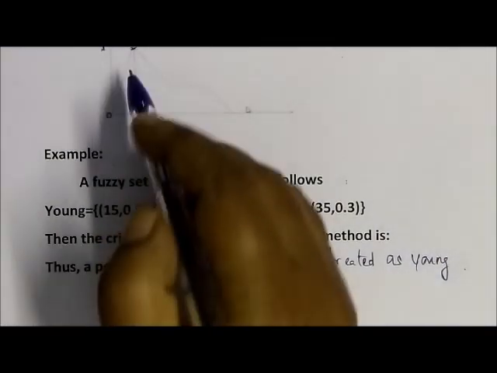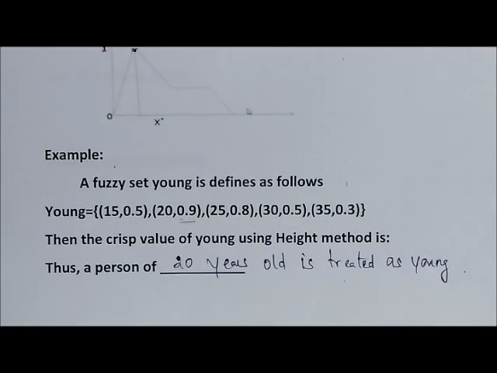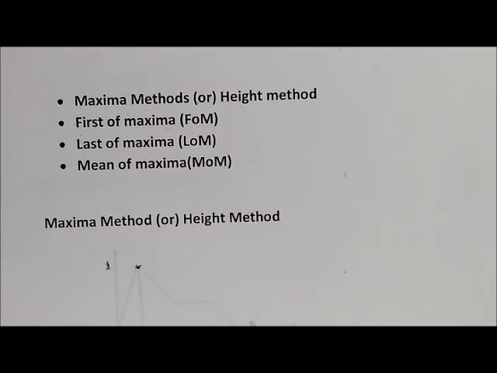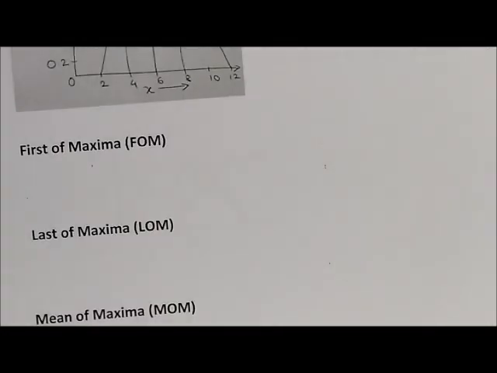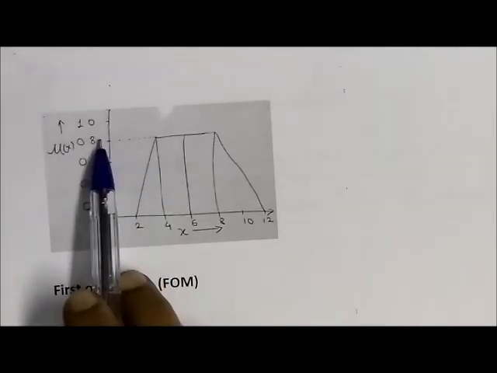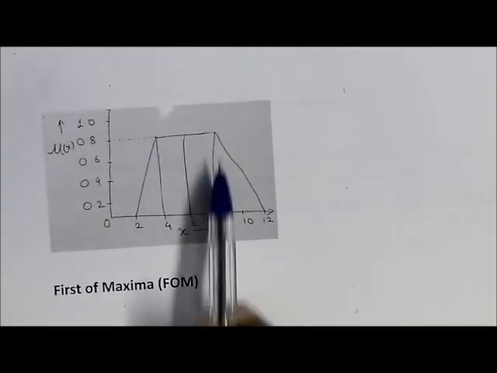Suppose you have only one single value, then it is known as the maximum height method. Suppose you have many values at the same height, then we can find the first of maxima, last of maxima, and the mean of maxima. So here we have an example, where more than one membership function has the same height. See here, for 2, 4, 6 and 8.